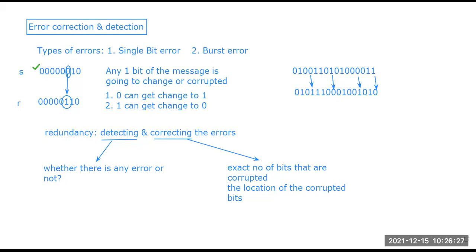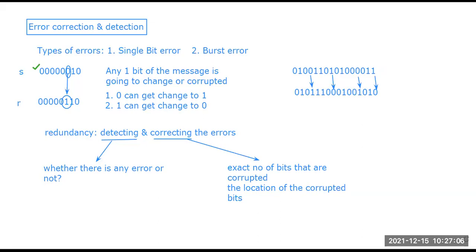The redundant bits create a bond between the data bits and the redundant bits, and when it is received on the receiver side, the receiver checks the relation between the redundant bits and the data bits. The redundancy bit incorporated in the original message helps us to find out the detection or the correction of the errors. So how is it helping here?